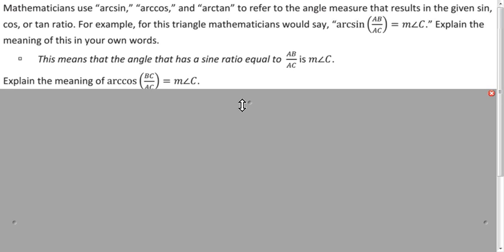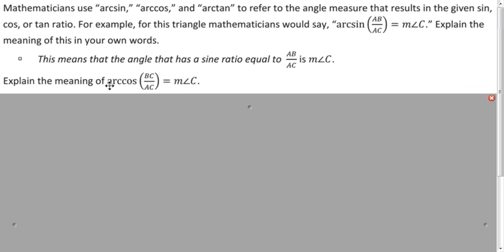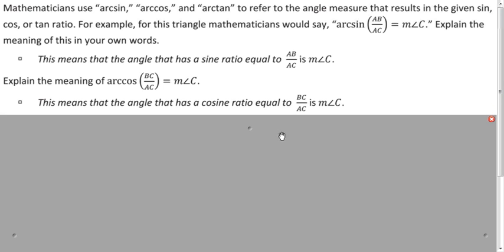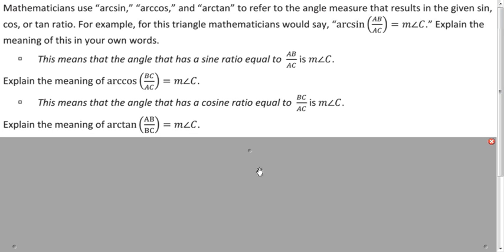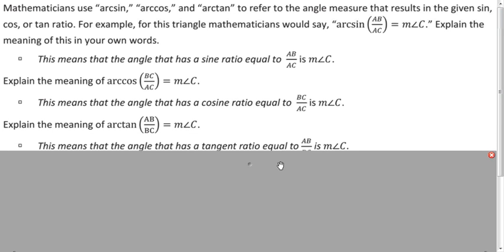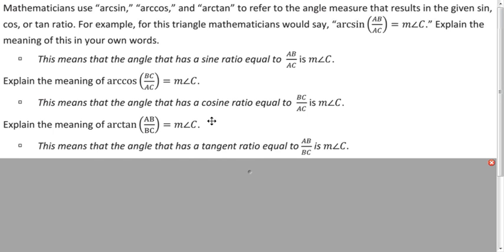We can do the same with the other ratios. In your own words, what does arc cosine of BC over AC equal to the measure of angle C? What does that mean in your own words? This gives us an angle measurement that has a cosine ratio to what we input. That's BC over AC. And finally, for arc tangent, same idea. Angle C is going to have a tangent ratio that's AB over BC.